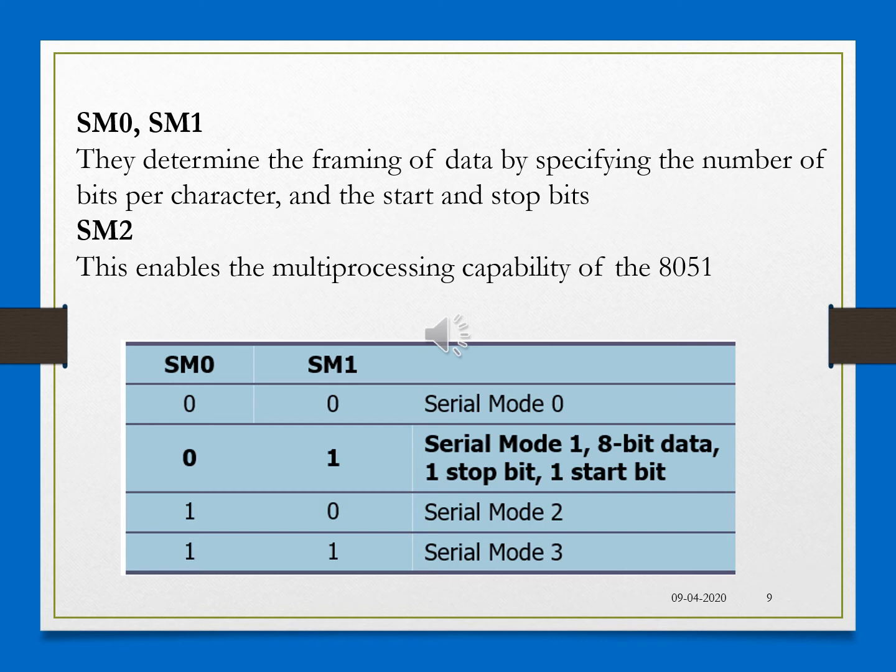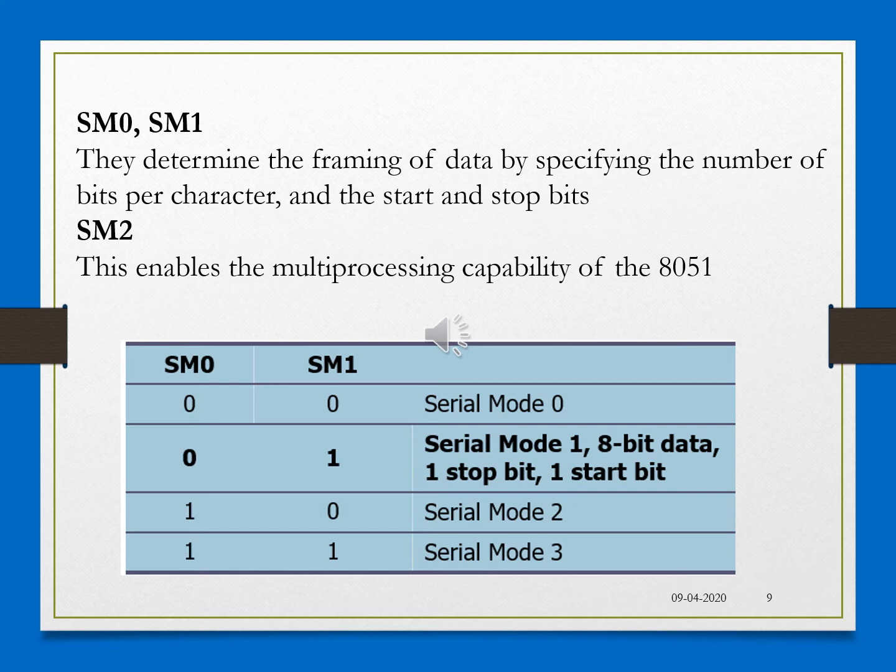Why? Because mode 1 makes it compatible with the comport of IBM compatible PCs. That is, when you are programming the 8051 microcontroller operating in mode 1 of serial communication, that is the mode which is compatible with the comport of the IBM PCs. All right.